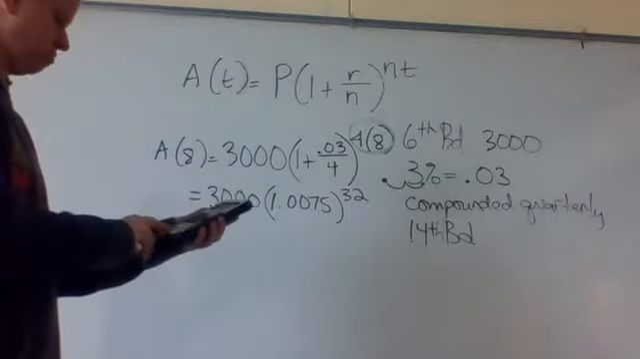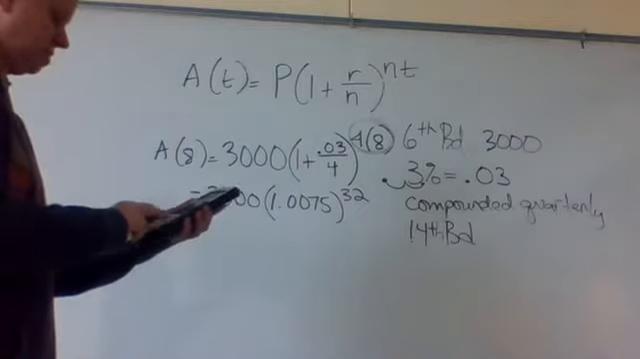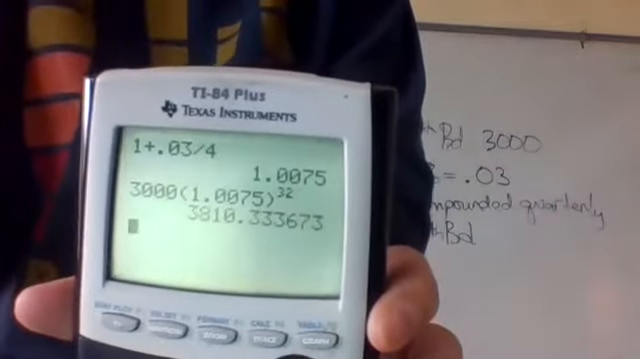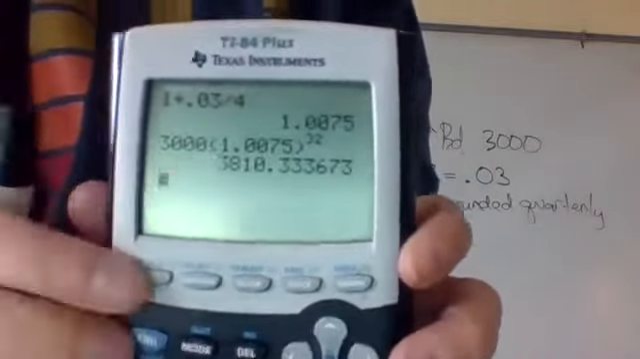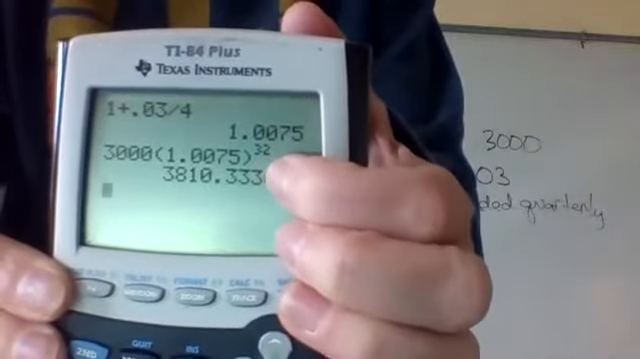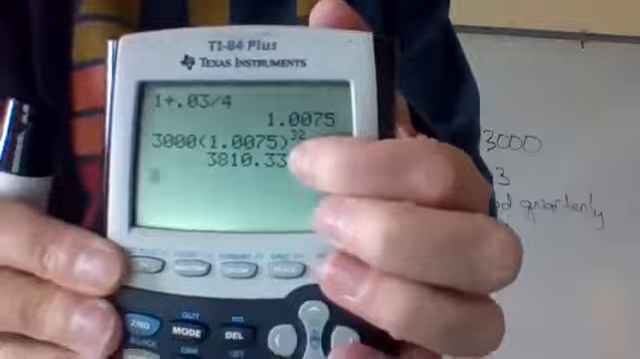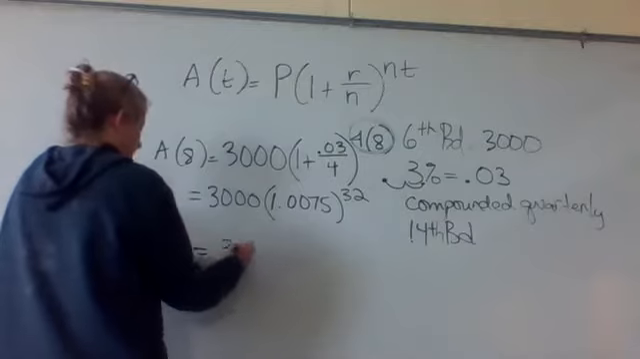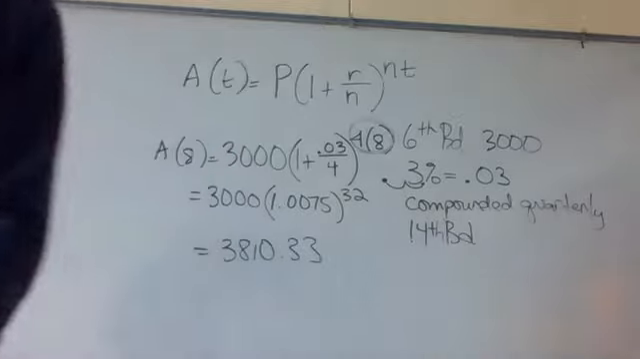Open parentheses, 1.0075, close, go up in your parentheses, 32. So here's how much money she's going to have at the end, and this time it says round to the nearest cent. So go to the cent spot and then go 1 spot after it. Since it's a 3, I don't need to round up that 3. So after the 8 years on her 14th birthday, she's going to have $3,810.33.